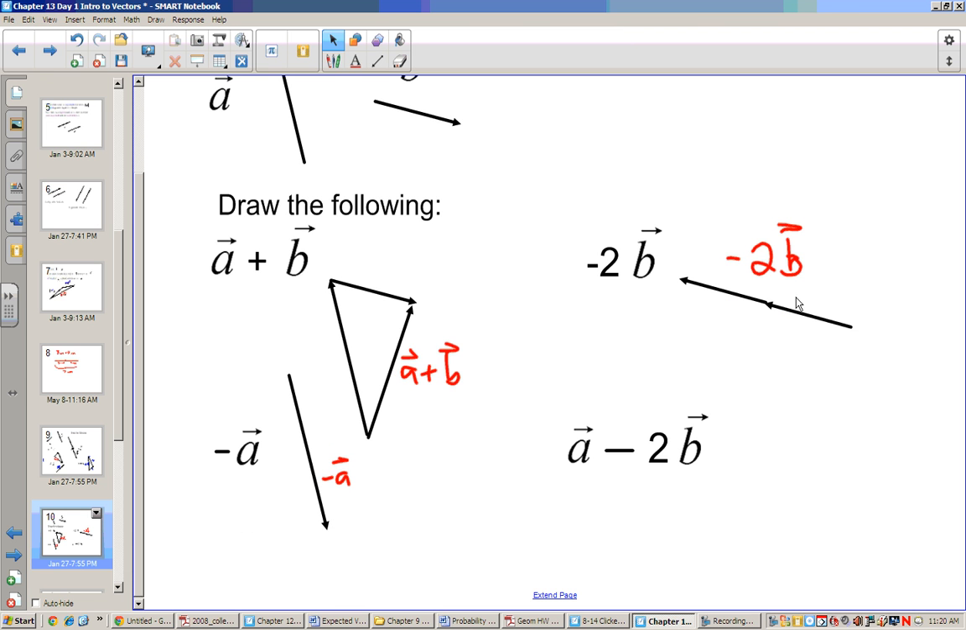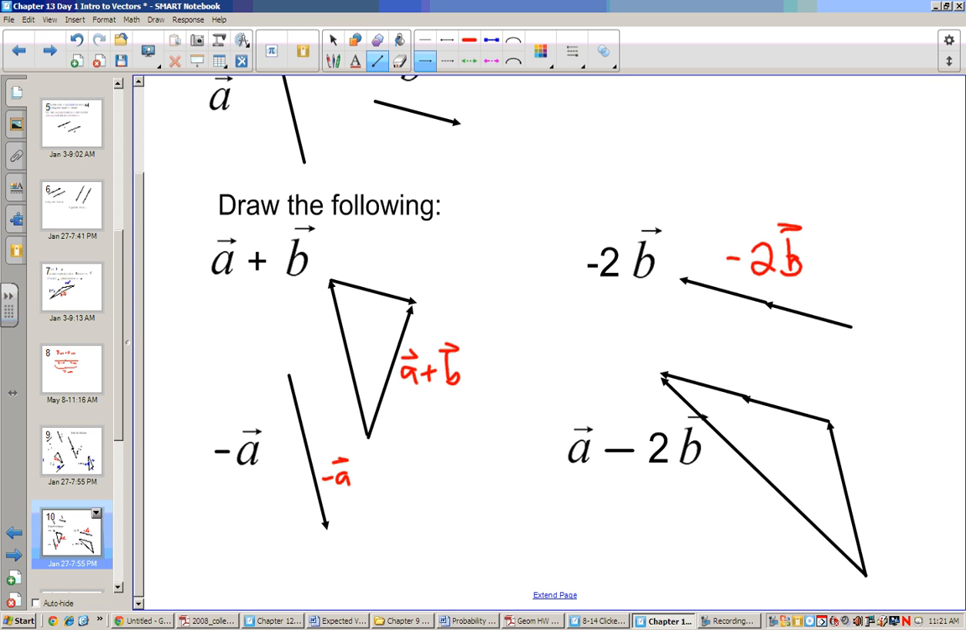And now if I have A minus 2B, I'm going to take A, and I'm going to put 2 negative B's on. And so now I have to go from the beginning of A to the end of 2B. So this vector right here is A minus 2B.